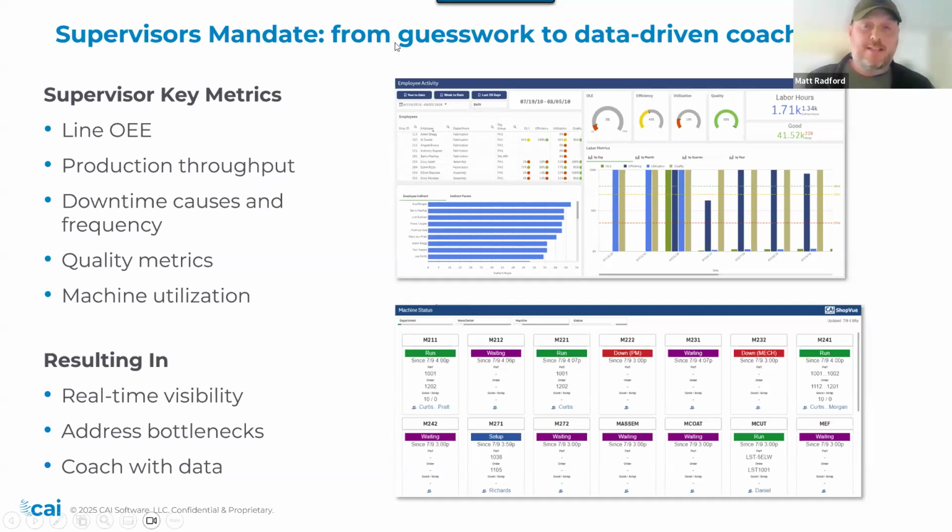Sure. So in summary, it's less time at their desk and more time addressing the problem. These dashboards can be filtered by machines that are in the supervisor's realm of responsibility.